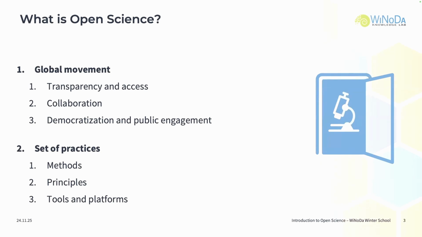When we talk about open science, we really refer to two dimensions or perspectives. On the one hand, open science can be understood as a global movement that reshapes the landscape of scientific research and makes research more transparent, fosters access, collaboration, accreditation, and public engagement. On the other hand, open science is a concrete set of practices, methods, principles, tools, and platforms that are all aimed at making all aspects of scientific research openly accessible, transparent, reproducible, and reusable.